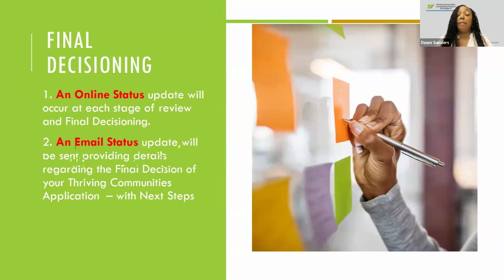That specific email will come out to the point of contact, which will include, again, the final decision and your next steps. So it may be that if your application is denied, it will give you specific steps that you can follow to resubmit your application. Applicants that have been denied are allowed to submit their applications for a second round of consideration. So you're allowed to submit twice for your specific project if denied.